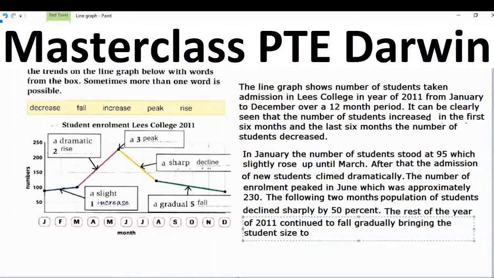to... maybe here we can write 98 students, which was almost equal to the beginning. Okay, so 98, almost equal to the initial status, something like that. You can write that. Can you write that? Yeah. Okay. Now we have written something like that.